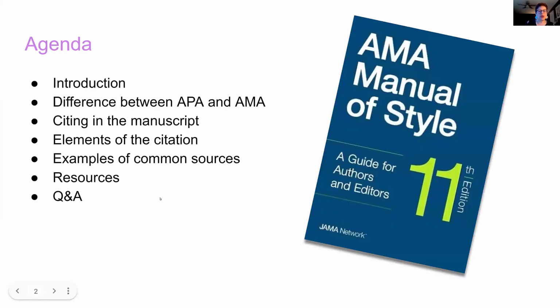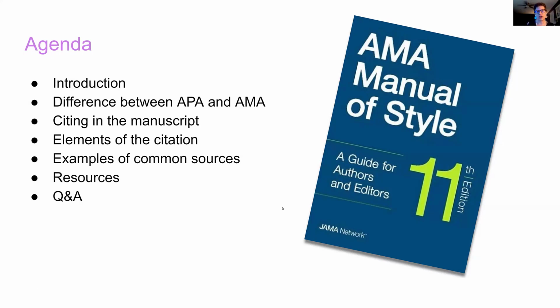So here's our agenda for today. We will be talking about the American Medical Association style guide and talking about just a little bit about it. And then I'll go over the big differences between APA, the American Psychological Association style, which you may be familiar with, and AMA. You'll see a lot of journals in the medical field either do APA or AMA. So those are the two that you'll probably be dealing with the most if you're dealing with healthcare journals. Then we'll talk about how you cite things within the manuscript that you're writing, the elements of the citation, and then I'll give you some examples, some resources, and then there'll be time for questions at the end.